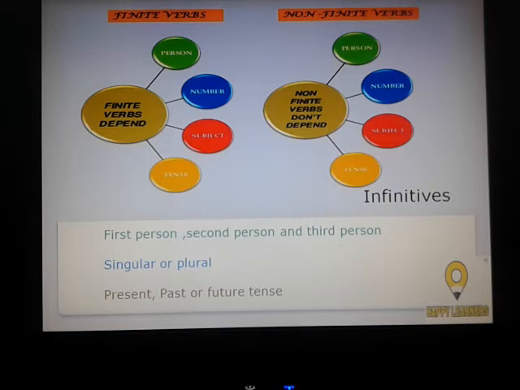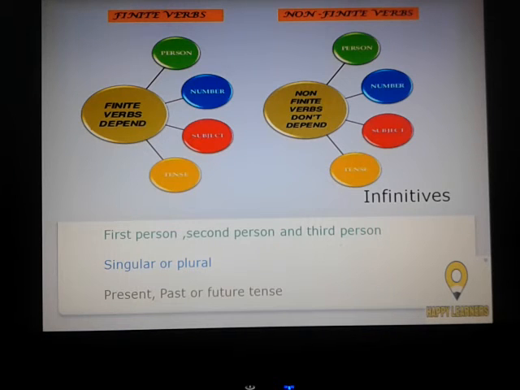A finite verb agrees with its subject in number. So if we say the subject is singular, the verb must be singular. If we say the subject is plural, the verb has to be plural. So this is what we call the agreement of the verb with its subject. Now, a finite verb, you must remember, always has a tense. Okay? Whereas the non-finite verb is one which is not linked to the subject directly.